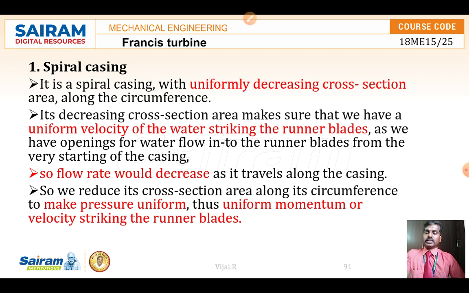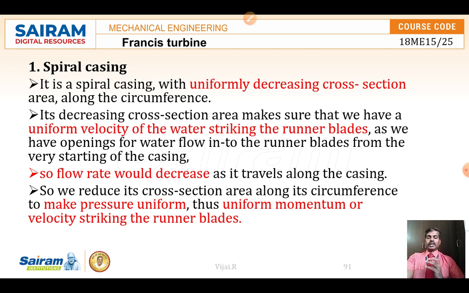So what is the spiral casing? A casing, in the sense, covers all the parts of the turbine: blades, shaft, runners, runner vanes, guide vanes and stay vanes, everything is covered. The spiral casing is made of cast iron, and it doesn't allow the water to flow outside, so splashing of water can be prevented. The uniformly decreasing cross section of the spiral casing is used for uniform velocity flow of water.